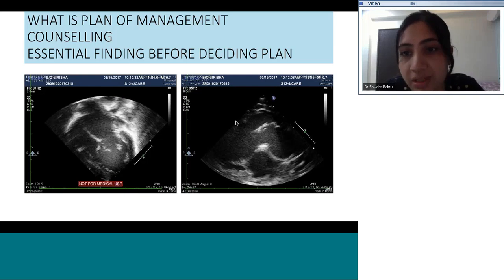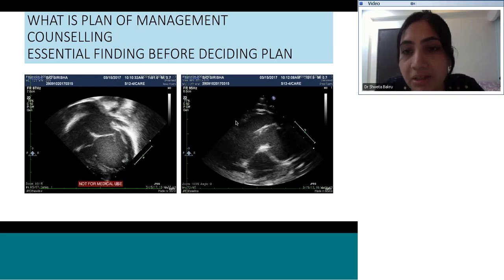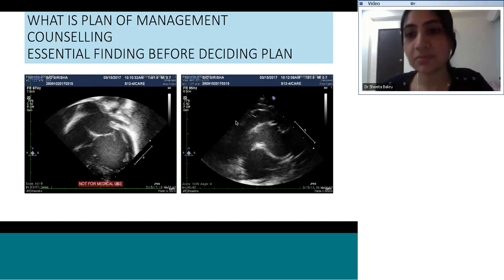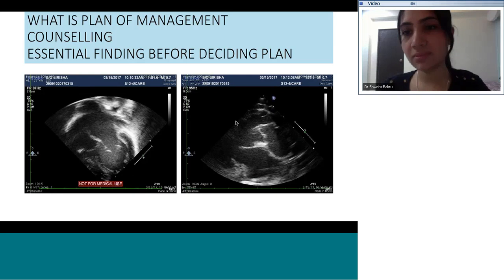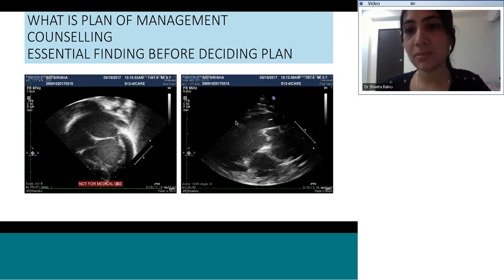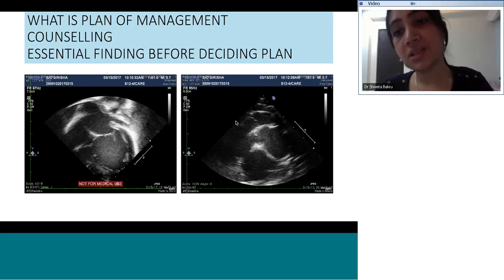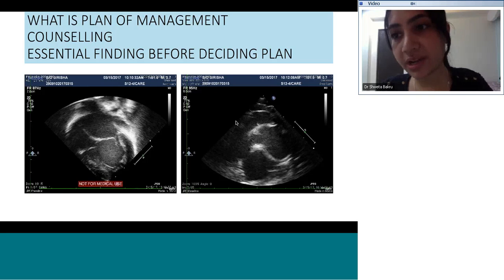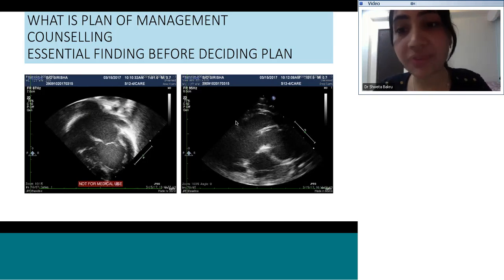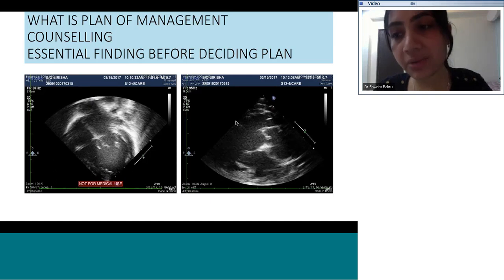Now this patient is 2 months. If this patient would have been 6 months, would you still consider a PA band? So if it is a 6-month child, what is the ideal age for PA band? Yes, very good. So 1 to 2 months is the ideal age for PA band.